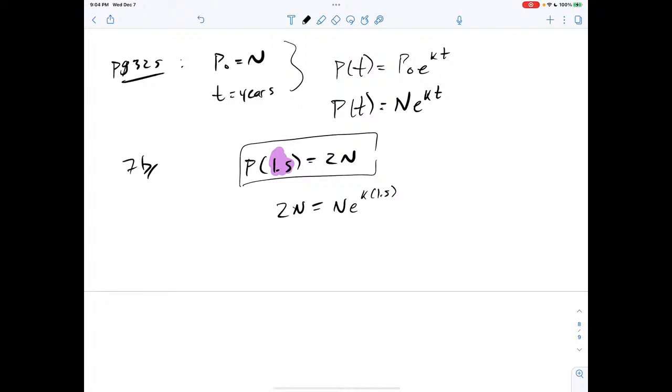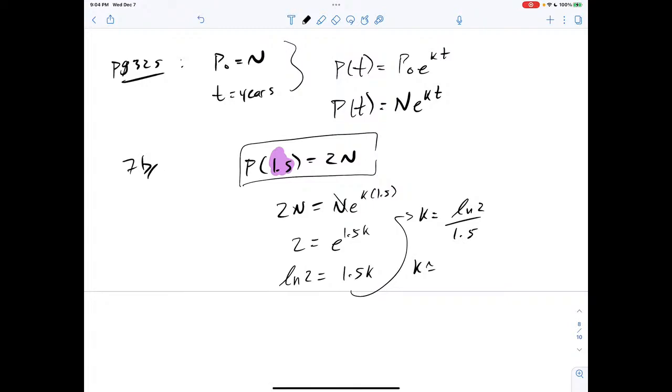Okay, so the N's cancel, and I get 2 equals e to the 1.5k. The whole reason we have this information is so I can solve for the growth rate, the k value. Then I sub that in to solve for the next part of the question. Now that these cancel, I can take the ln of both sides. So I get ln of 2 equals 1.5k, in which case k is ln of 2 over 1.5.